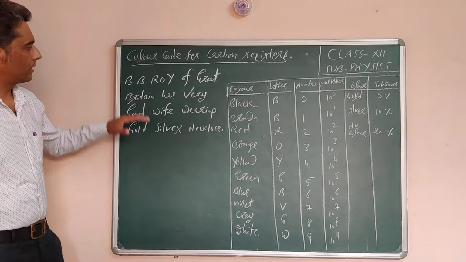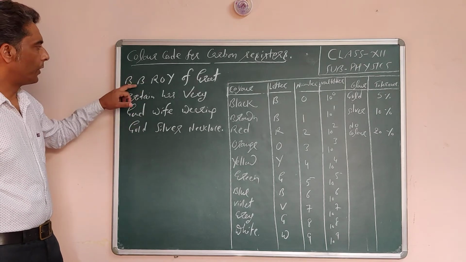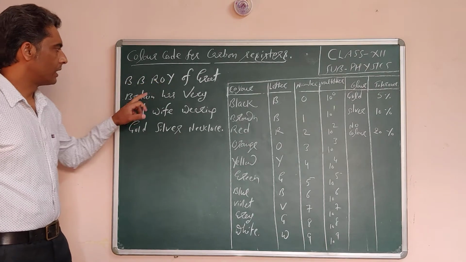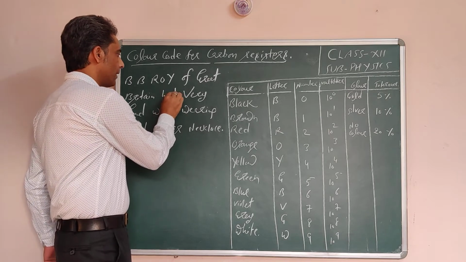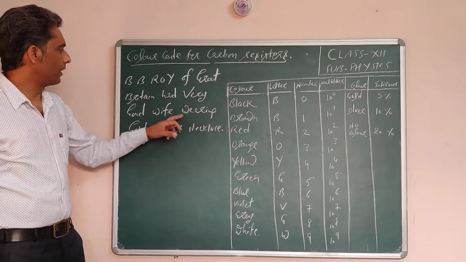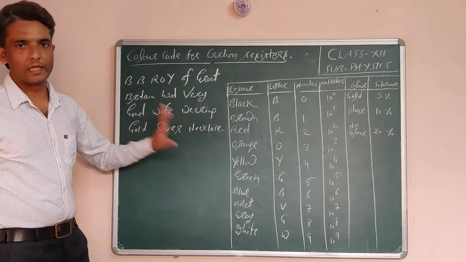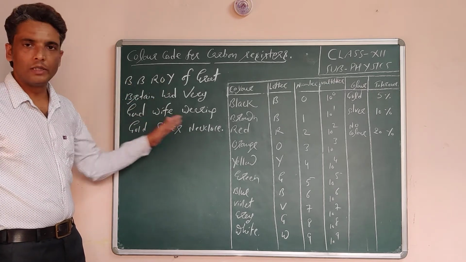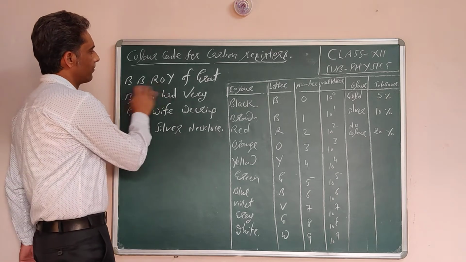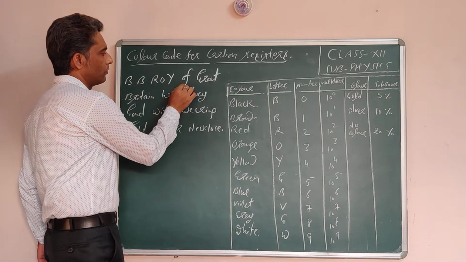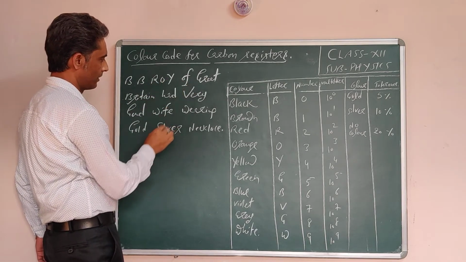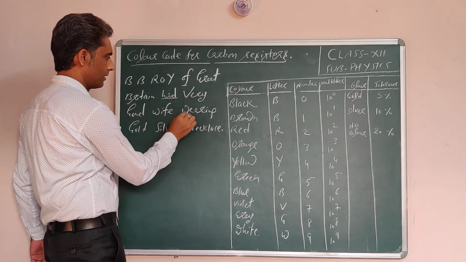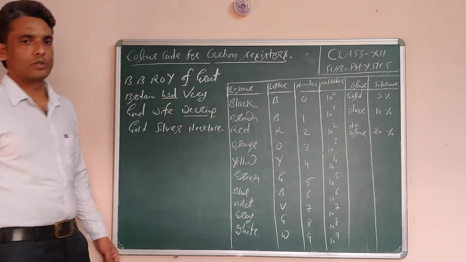Now you can remember this statement easily. BB ROY of Great Britain had a very good wife wearing gold, silver necklace. Now you have to remember the first letter of these words. These are only first letters. You do not have to use this word, this word and this word. They are not used.